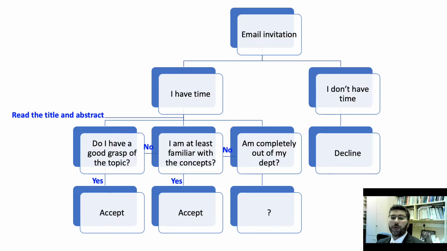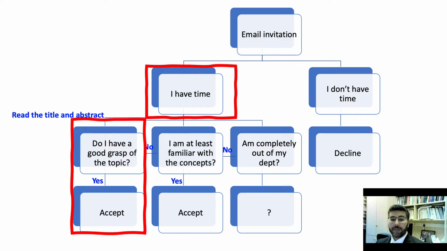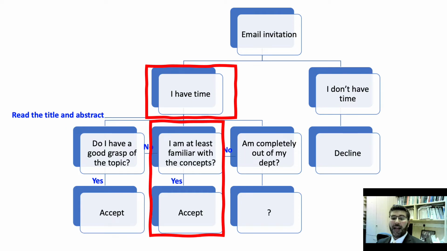So practically, what do I do when I receive an email invitation to review a paper? First, I assess if I have the time to review in a timely manner. If not, then I decline. If I do have the time, then I move on to reading the title and abstract. If I feel that I have a good grasp of the subject, then I accept and I move on to review it. If I feel that I have some understanding of the subject, but I am not an expert, then I accept, but expect to do a little bit of reading during the review process.